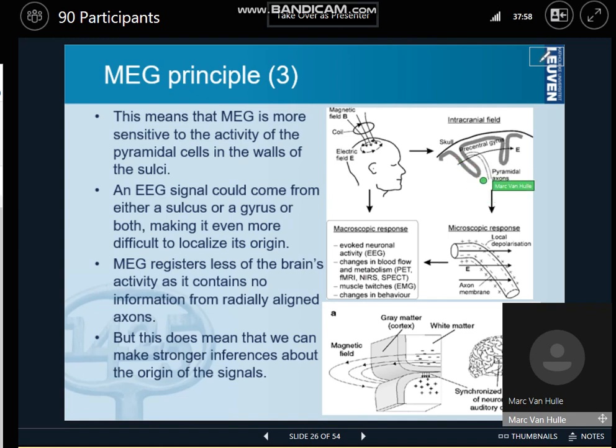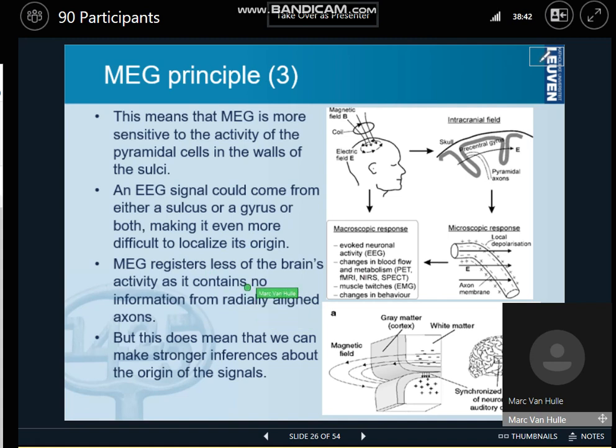On the figure on the right, you see a sulcus, and the pyramidal cells aligned in that sulcus will be picked up, but the ones that are parallel to the scalp, that activity will not be picked up. So it's pretty selective, and MEG is preferentially picking up activity from the sulci, while EEG is picking up more general pictures, gyri as well as sulci activity. So it's a fuller picture of the brain that you can obtain with EEG. MEG is more selective.